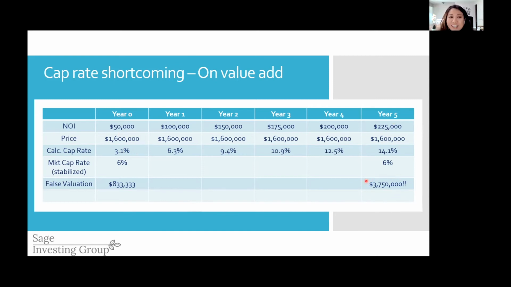right? So hence, cap rate can be meaningless in determining the value of the property for acquisition if the property isn't stabilized and there's value add that you can implement. The key here for a value add deal is really the business plan and the people executing the business plan.